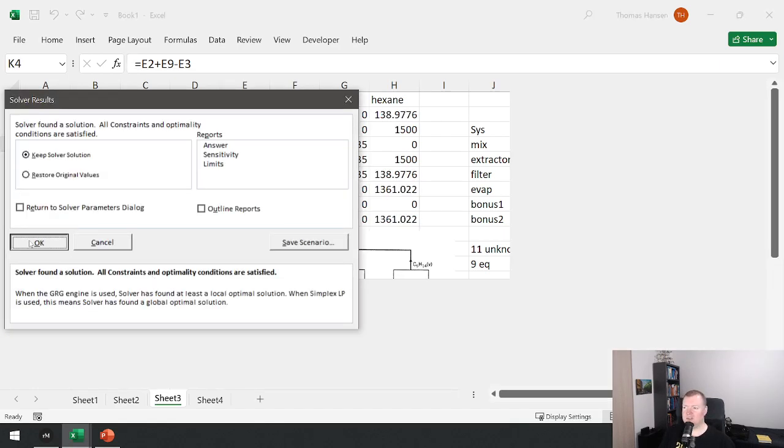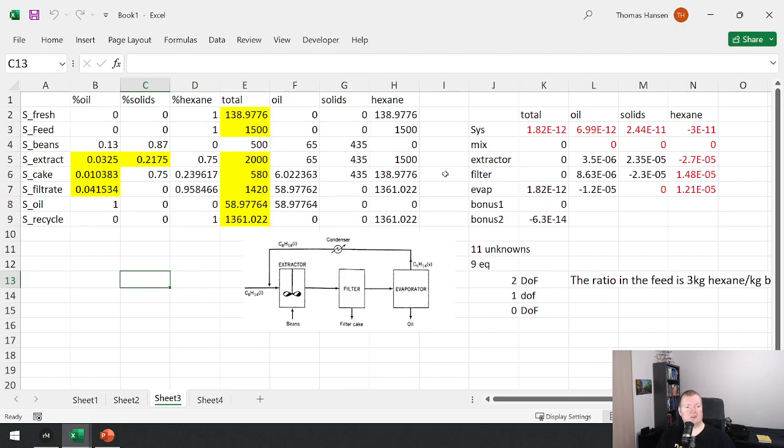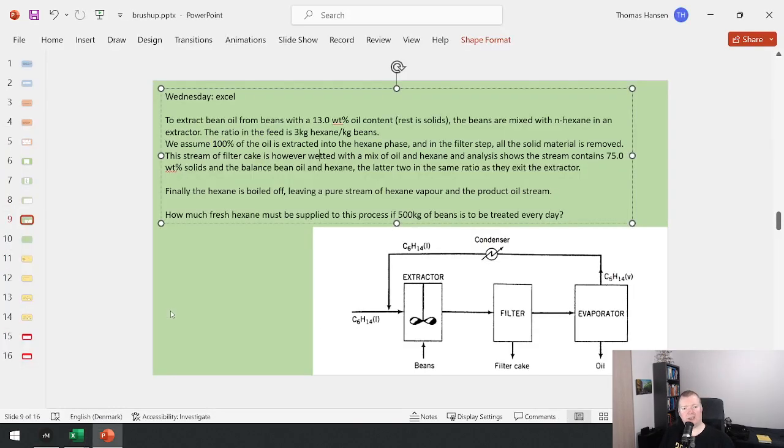Solver found a solution. Are we happy with the solution? Let's see. All of my equations give me close to 0. The masses, they are all positive. The percentages all look fine. So at this point I can say I've now solved the system of equations.